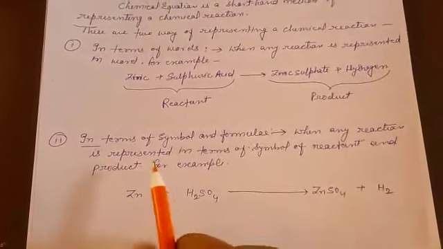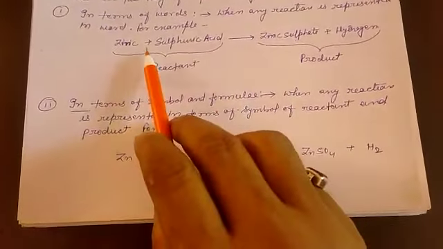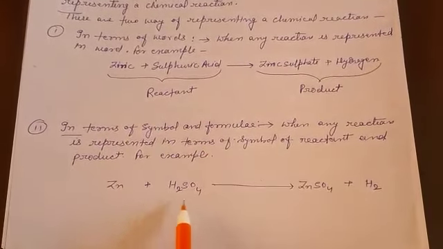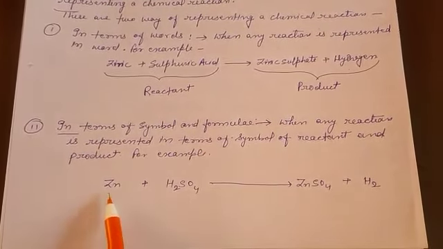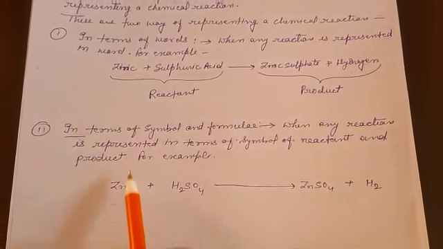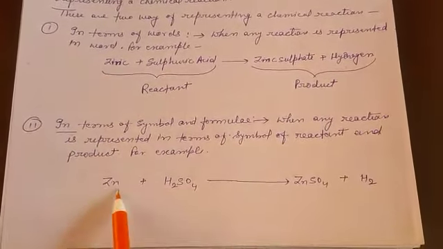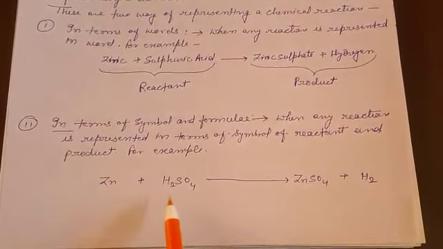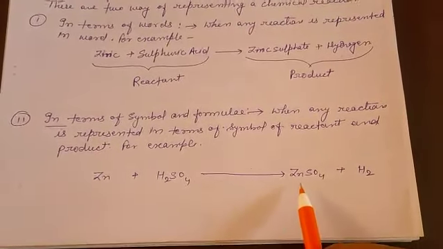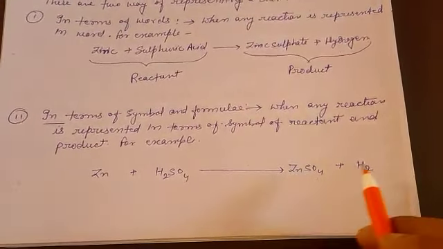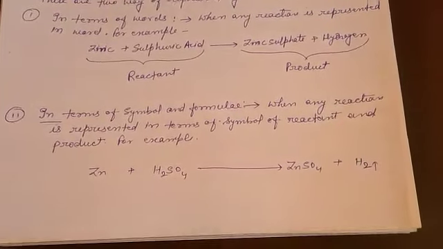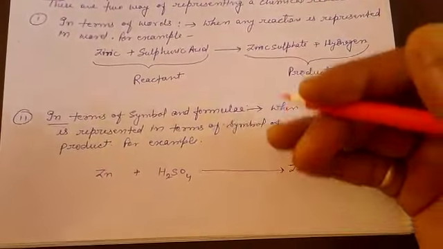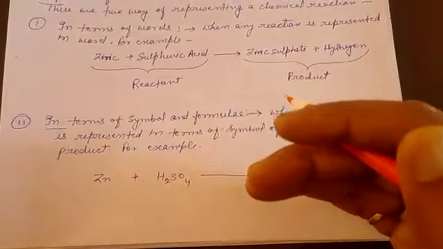Now, second is in terms of symbol and formula. The above reaction can also be represented in the form of formulas, or you can say in terms of symbols. I have written here the symbol of zinc, that is Zn, and the formula of sulfuric acid, that is H2SO4. Right. When this zinc and sulfuric acid react, it gives you zinc sulfate, and hydrogen gas evolves in this reaction. Right. So you can represent all reactions in two ways, either in the form of words or in the form of symbols or formulas.